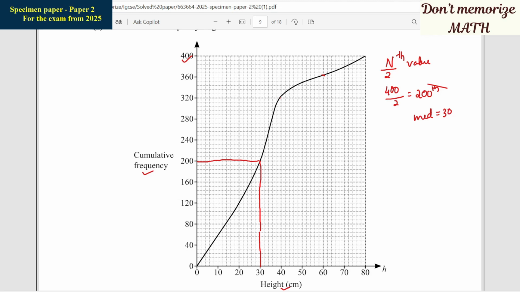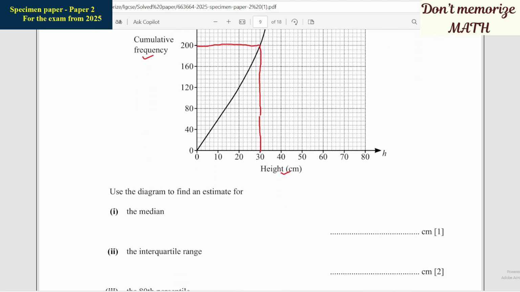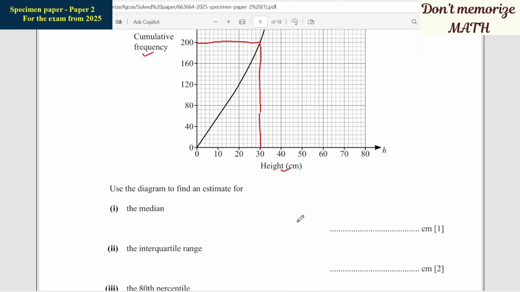All the steps you can write in the space provided. Since this first question is only 1 mark, there is no need to write the steps. You can just write the answer, that is 30 centimeters. Okay, so the second question is the interquartile range.